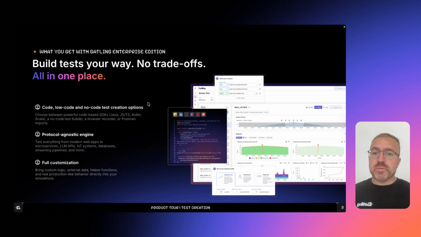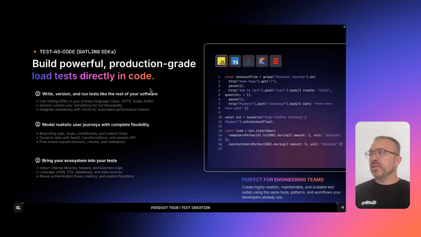Now let's look at each of the test creation solutions in a little more detail. Let's start with test as code, kind of the core of Gatling. These are supported by our SDKs for Java, JavaScript, TypeScript, Scala, and Kotlin. This allows you to bring version control for your simulations and full traceability. Also, you can integrate seamlessly with CI/CD for automated performance checks.